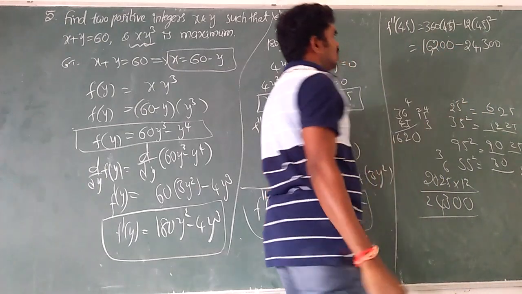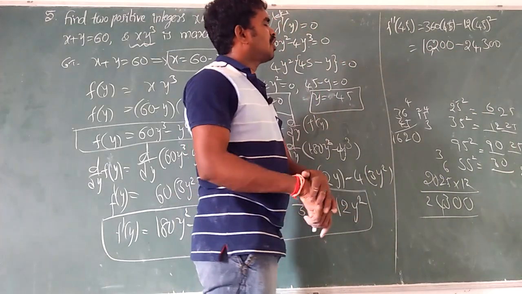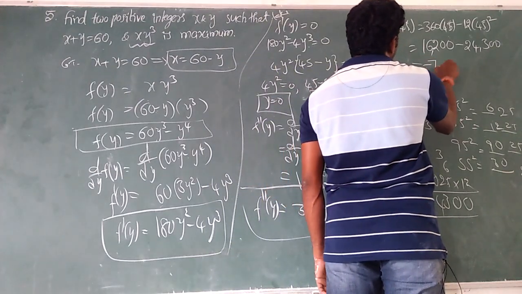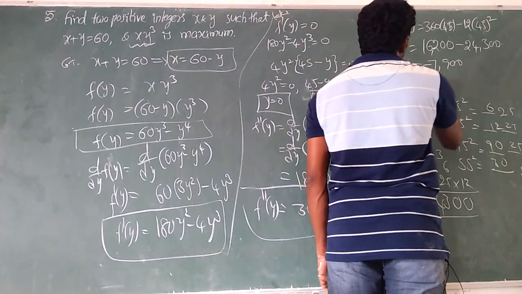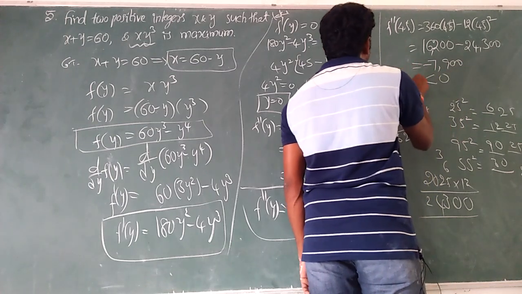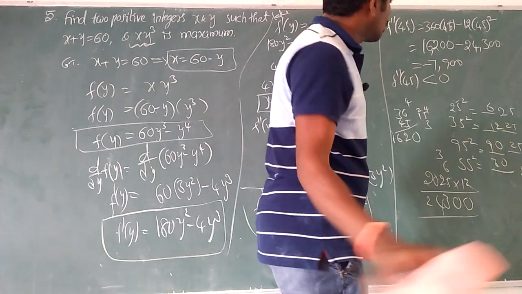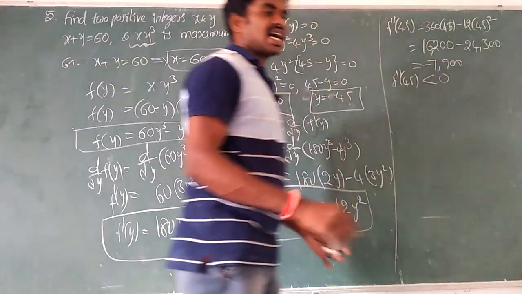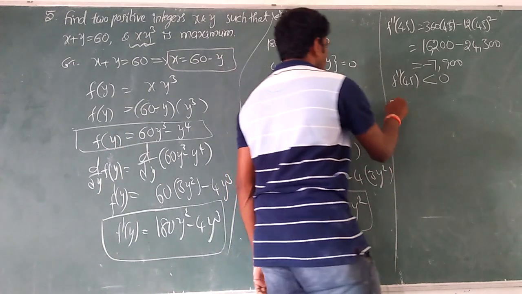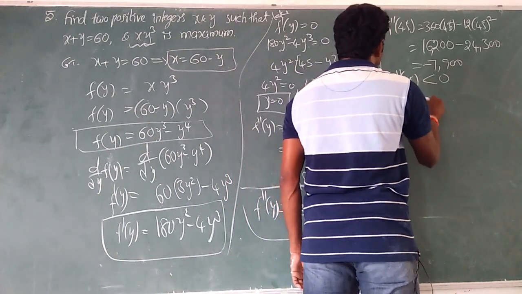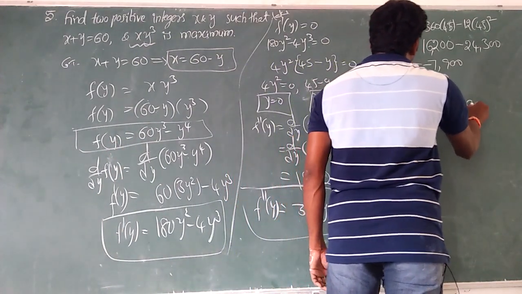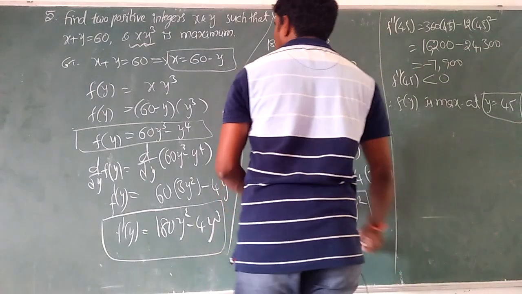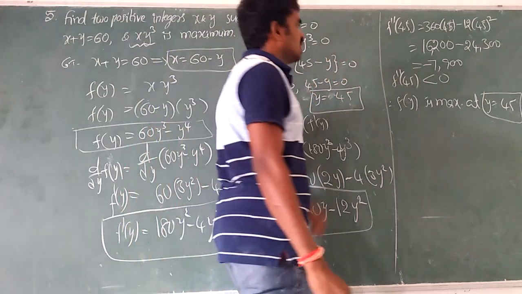See, this is 16,200. So subtract how much? 8,000, 7,000 minus 7,900. This is less than 0? Yes, f double dash of value is less than 0. So whenever it is less than 0, we can say that the function has maximum. So therefore, f of y is maximum at y equal to 45, because at y value 45 we got it less than 0.